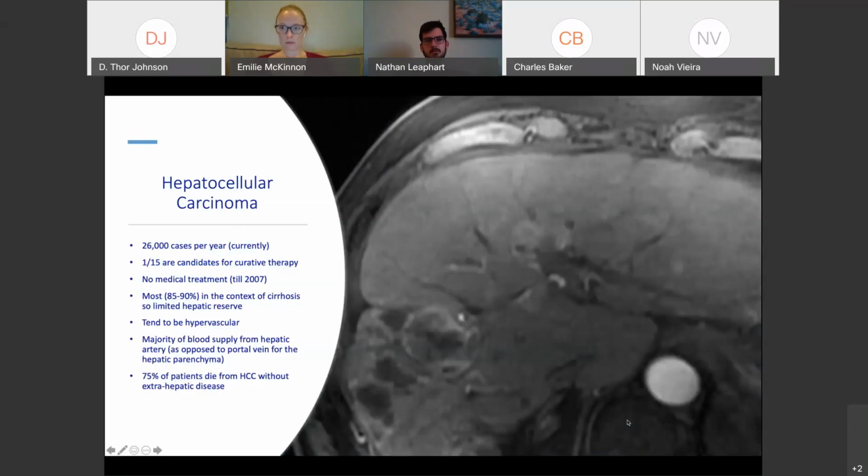So the current numbers for HCC, there's 26,000 individual cases per year. Again, at this point in history, about 1 in 15 are candidates for surgical therapy. No medical treatment till 2007. 85 to 90% have cirrhosis, so they have limited hepatic reserve. So even if you could do chemo, their liver might not tolerate the chemo.